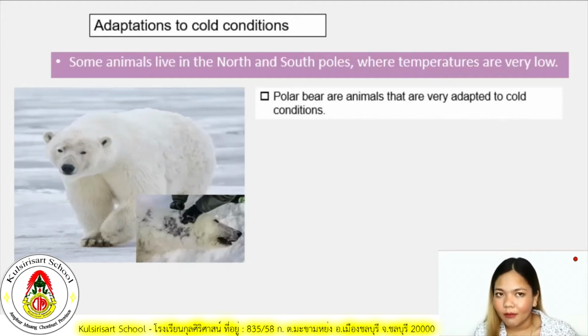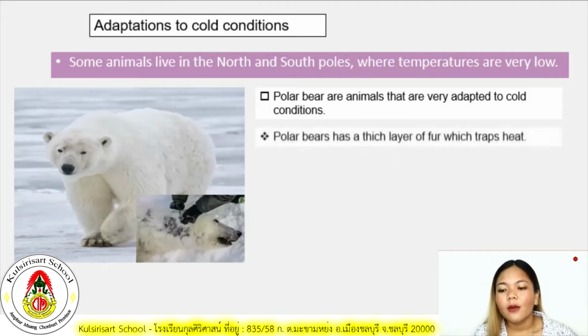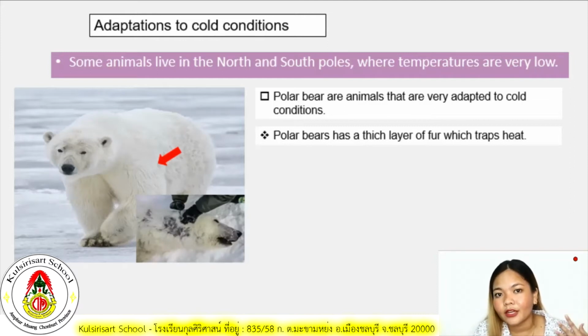Okay, now what about this one? Polar bears are animals that are very adapted to cold conditions. Polar bears have a thick layer of fur which traps heat, which is this one. The color of the polar bear fur is white, and this fur covering the polar bear's body is very thick. That's why it allows it to stay in cold areas. Okay, it's like a jacket which they have on that allows them to live in cold areas.